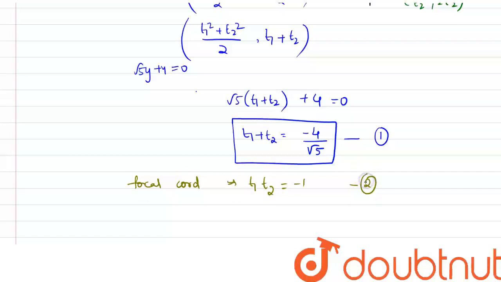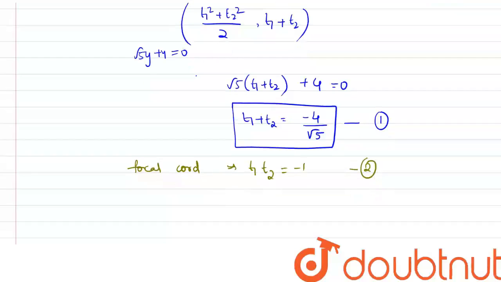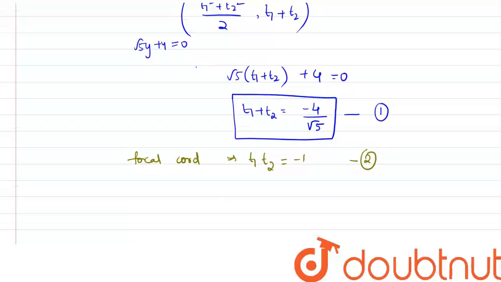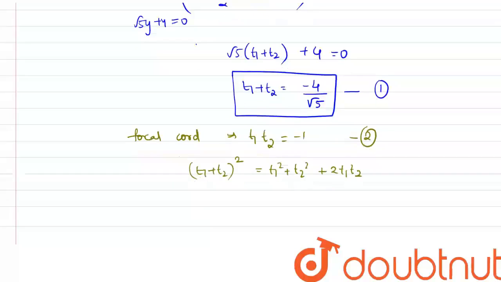Yes. If we substitute this, what do we get here? And also we have the x coordinate of the center as (t1 square plus t2 square) by 2. If we take (t1 plus t2) whole square, what do we get here? (t1 plus t2) whole square is t1 square plus t2 square, plus 2 t1 t2. Let us keep this aside for a moment.